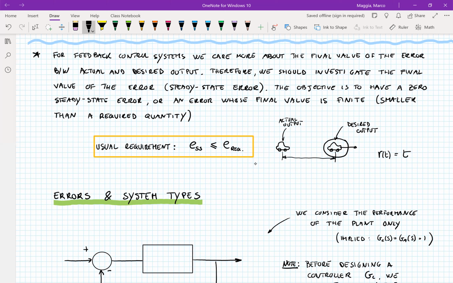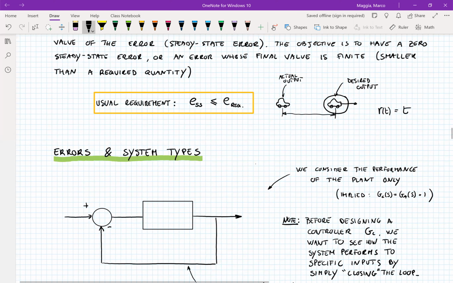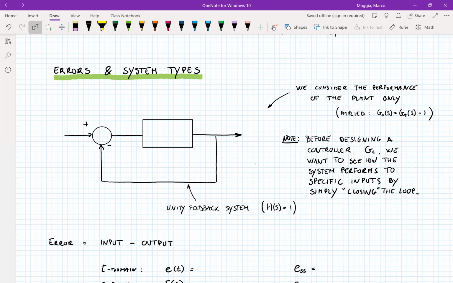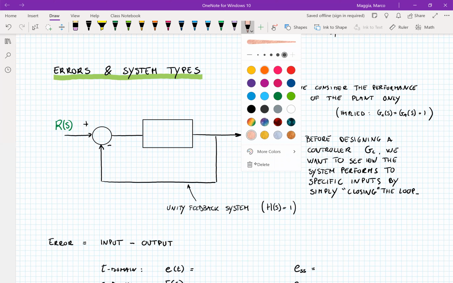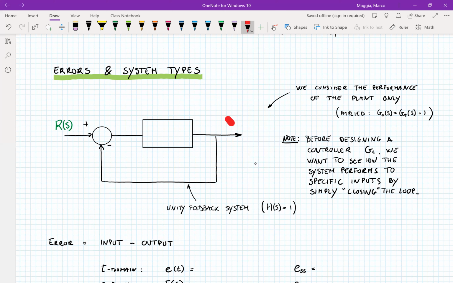All right, so now we're interested in finding the steady state error. First of all, we have to find the error. In order to do so, let's consider a closed loop control system. As usual, we have our input, that is our desired output, then the actual output that we normally call y of s.